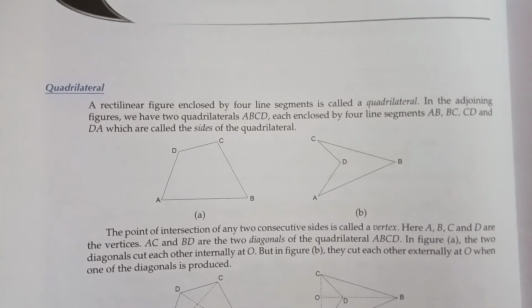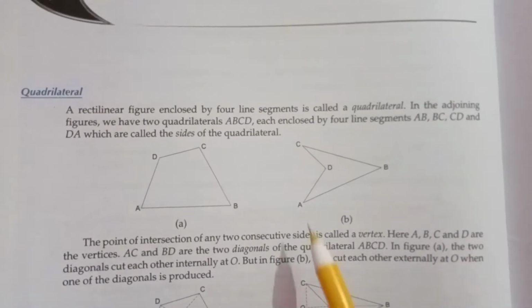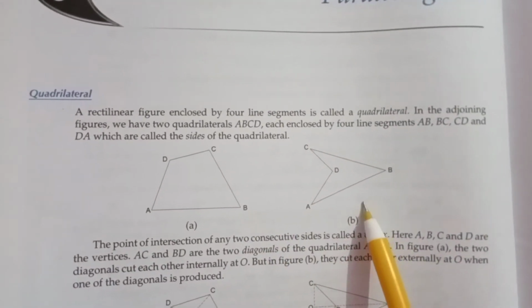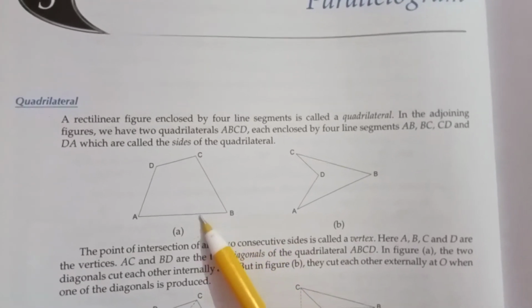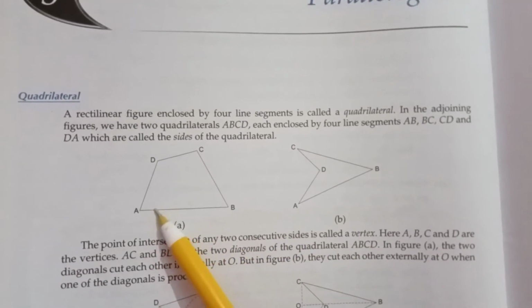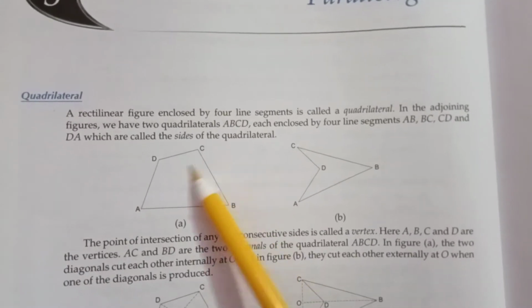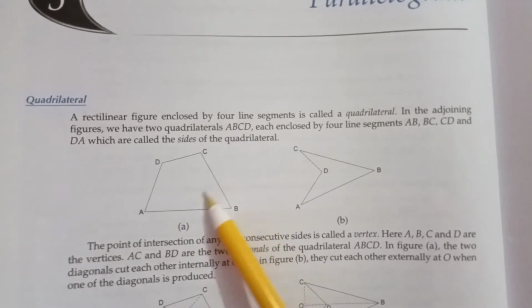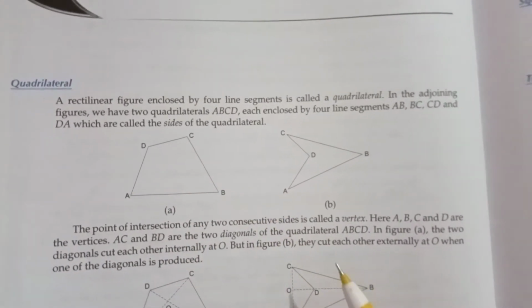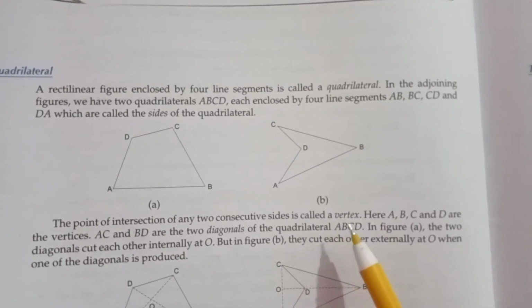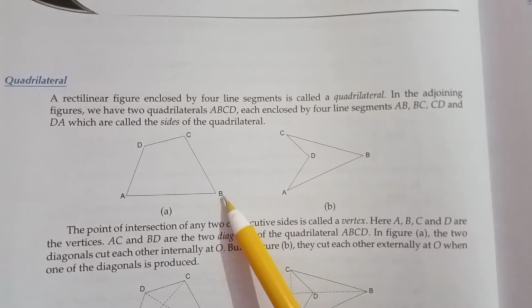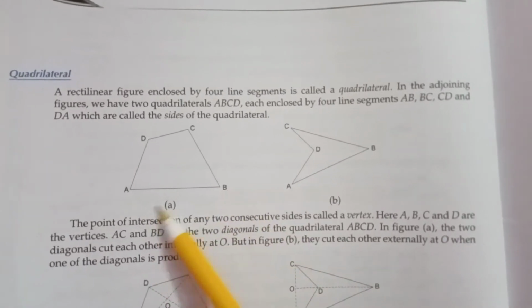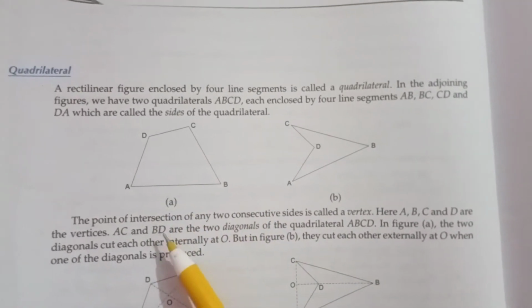Now here we are seeing two figures, figure A and figure B. Both are quadrilaterals. Here the line segments are AB, BC, CD and DA. These are called the sides of a quadrilateral. And the point of intersection of two consecutive sides is called a vertex. Two consecutive sides जहाँ पे मिल रहे हैं ये क्या हो गया आपका vertex. So here A, B, C and D are the vertices.